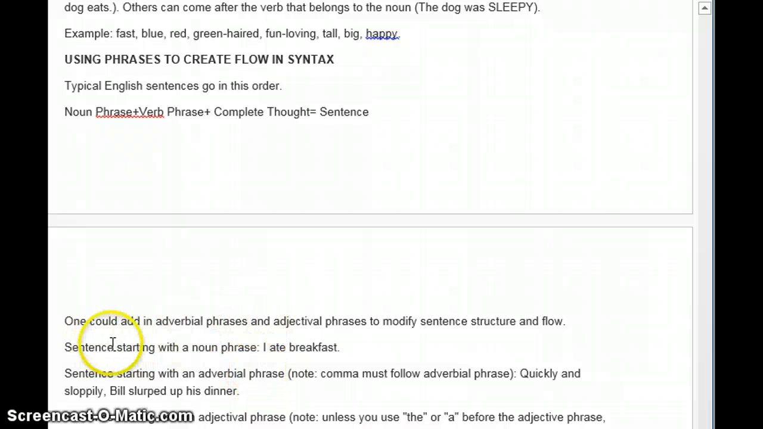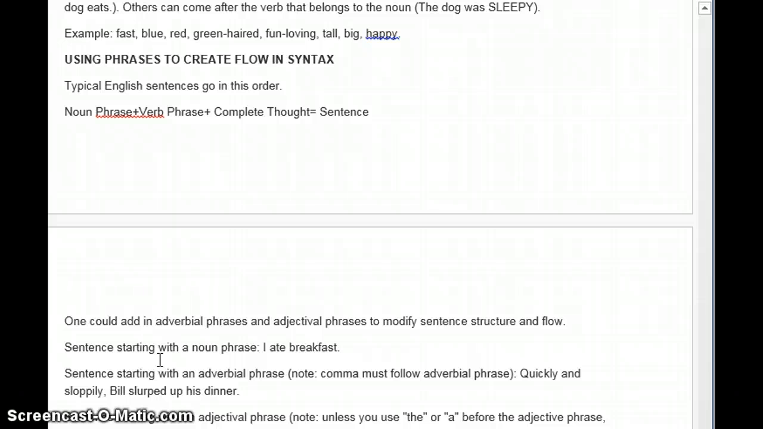So for example, if I start a sentence with a noun phrase, I can say something like, I ate breakfast. Okay. I could also start it with a verb phrase, something like, did you eat breakfast? Did and eat becomes the verb phrase there. You becomes the noun phrase. So it's important to understand that those are different ways. You could also start it with a verb phrase if you were to say, eat breakfast, and you commanded somebody to do that with an understood you.